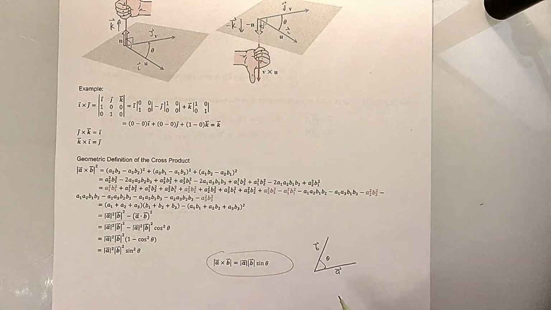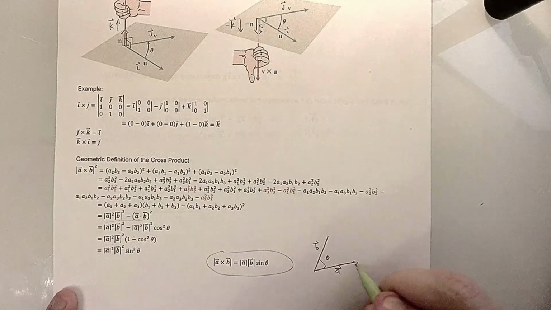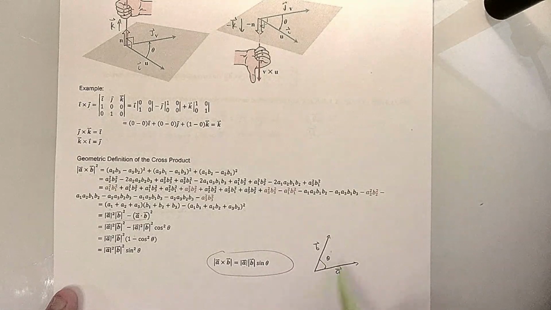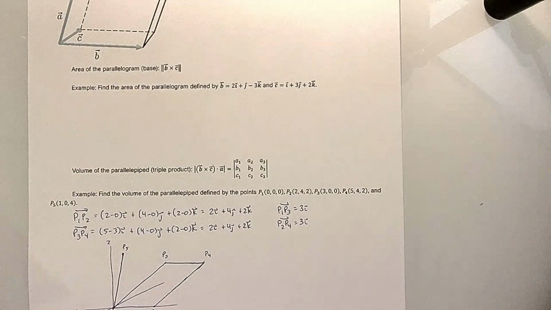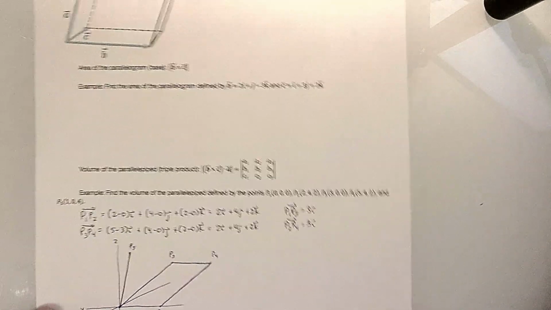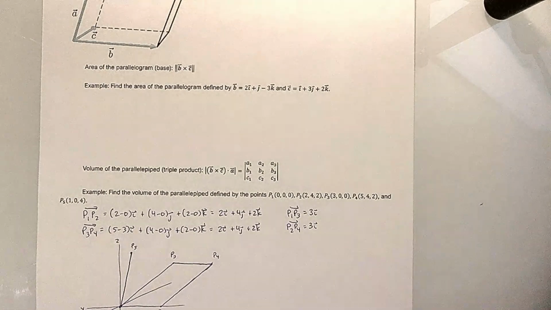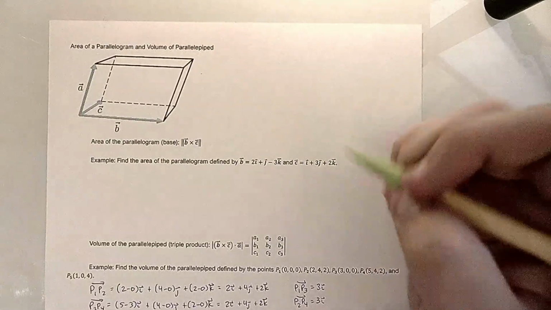We could find the magnitude of the cross product by just taking the magnitude of a and the magnitude of b, and then multiplying by the sine of the angle they create. Okay, so a couple of applications of this that I find fun: we get the area of a parallelogram and the volume of a parallelepiped. Parallelepiped is really just a fancy word for a rectangular solid that's been tilted. So let's start with the parallelogram.